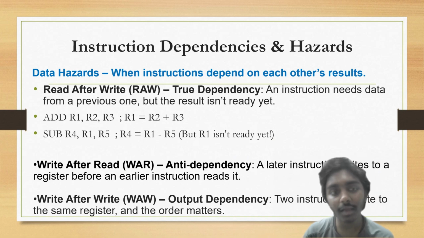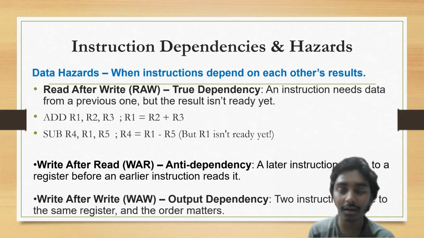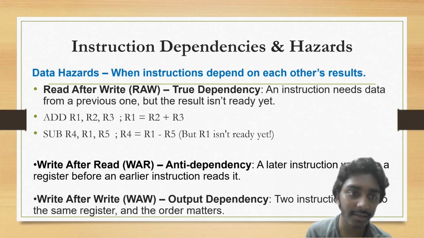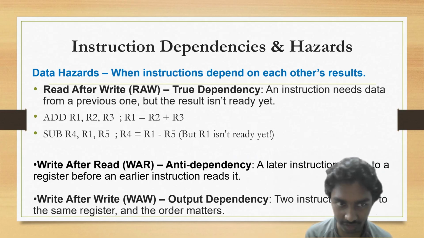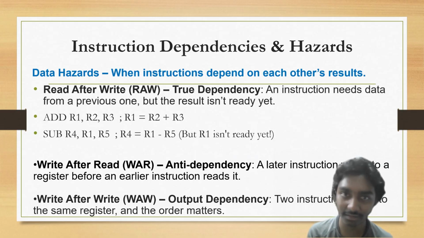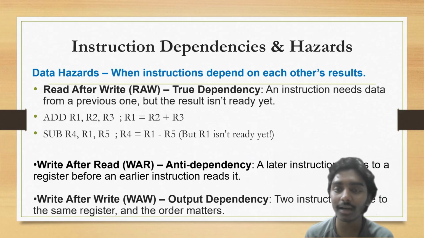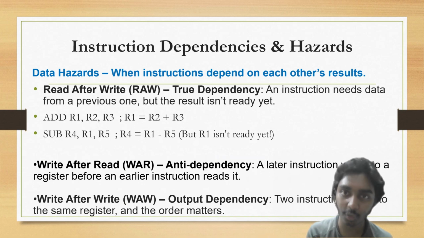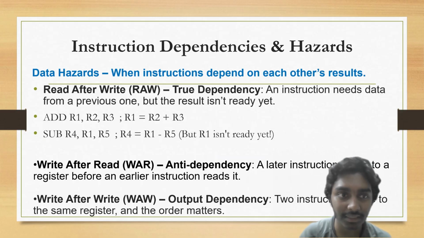This is when a later instruction writes to a register before an earlier instruction reads it. These are anomalies which are possible when multiple instructions run parallelly. Write after write is another anomaly or hazard called output dependency. Here it's a scenario when two instructions write to the same register and the order matters. So there could be instruction one and instruction two, executing and writing something. When instruction one writes and then instruction two writes, or if instruction two writes first and instruction one writes later, the order will change. Then there are anomalies and hazards possible in your expected outputs and the execution.